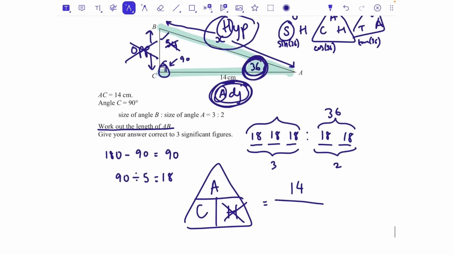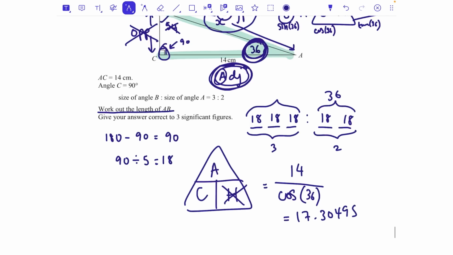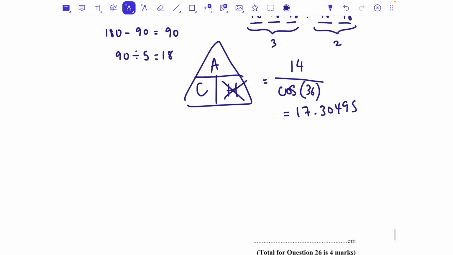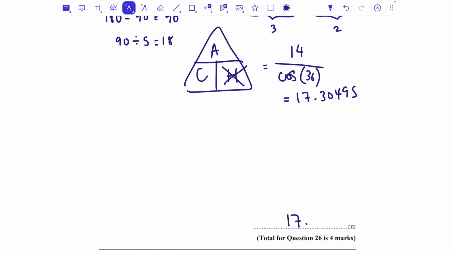So whatever that angle is you're using, that goes with sine, cos, or tan. So 14 divided by cos 36, typing that in my calculator, and that will give us the answer. 14 divided by, you can either do it as a fraction or you can write divide, it's absolutely fine. Either way, shut the bracket after the angle, and that is 17.30495. So three significant figures, that's going to be 17.3.